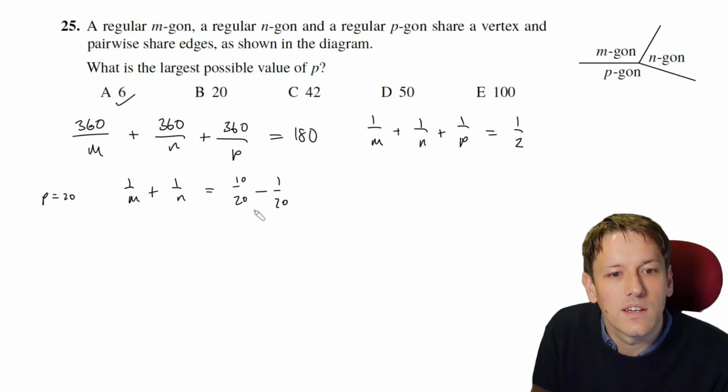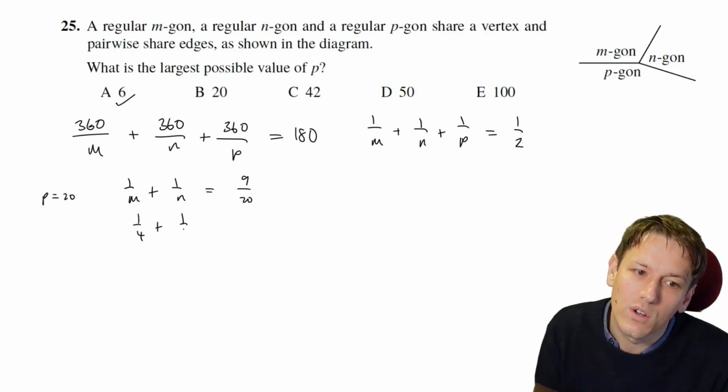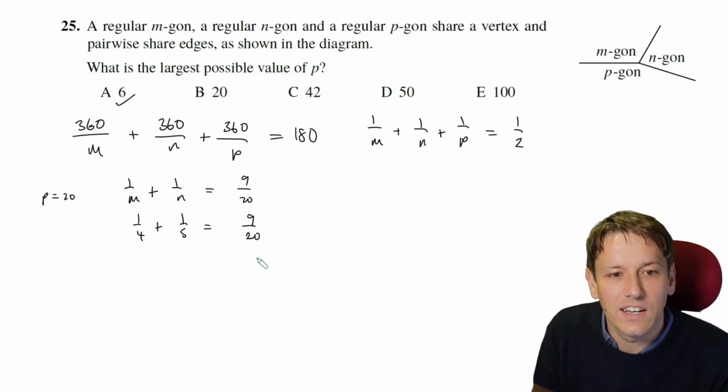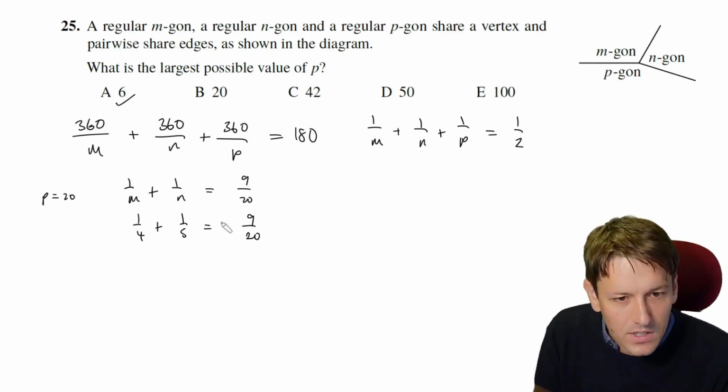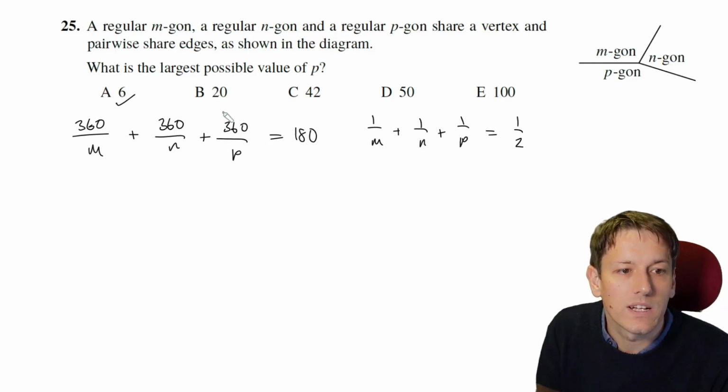Okay, so that's 10/20 minus 1/20, that's 9/20, and you can see fairly easily here that if you do 1/4 plus 1/5, you get exactly 9/20 here. So B is certainly possible as well.